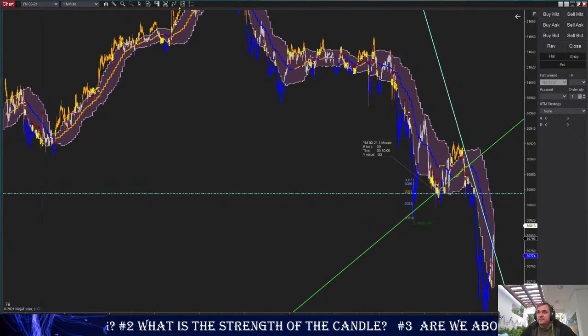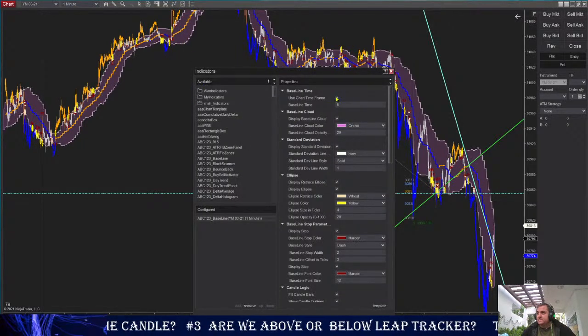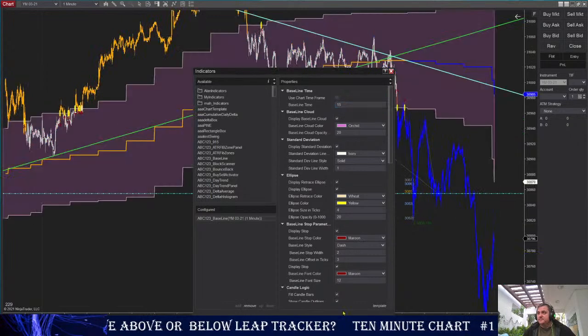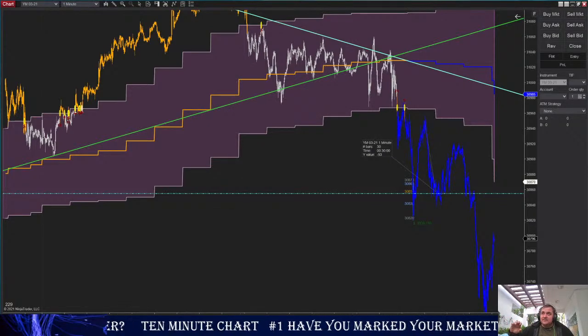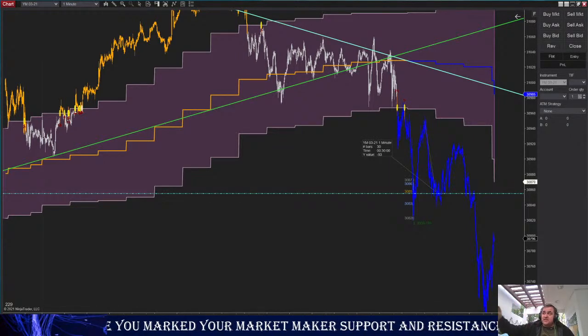So here, let me just put this back. I'm going to turn this off and go to 15. Now you're going to see something totally different. Boom, it's different. What that 15 represents is probably an hour-and-a-half chart. It's a long time frame to do analysis on the 1-minute chart that we're trading in. So the cloud will be different.